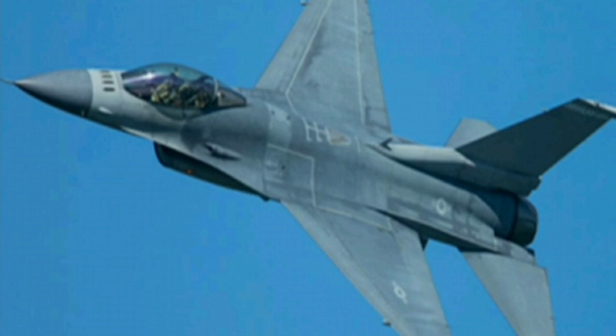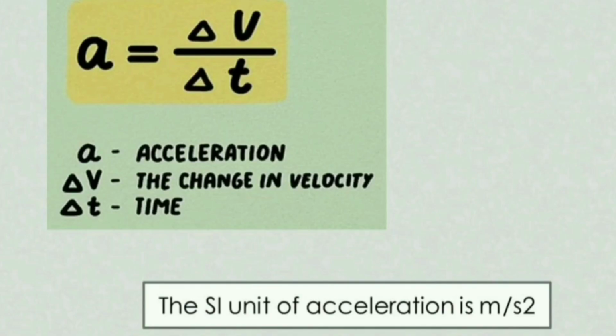Why? Because the velocity is not changing. When the jet lands and quickly comes to a stop, it will have acceleration since it's slowing down. Why? Because the velocity is changing. To find the acceleration, we will use this formula.